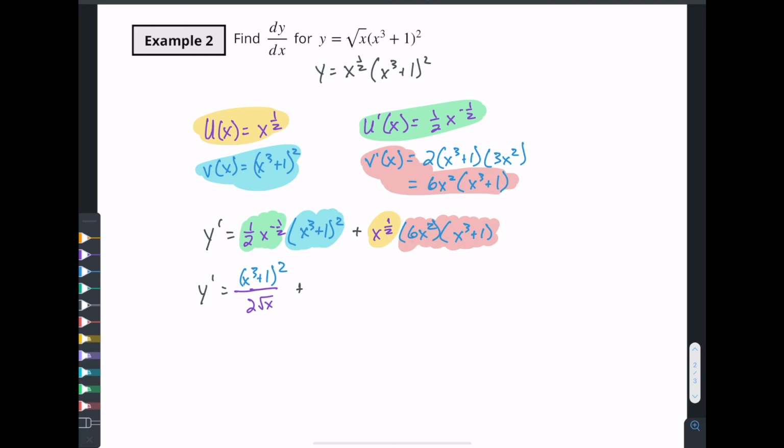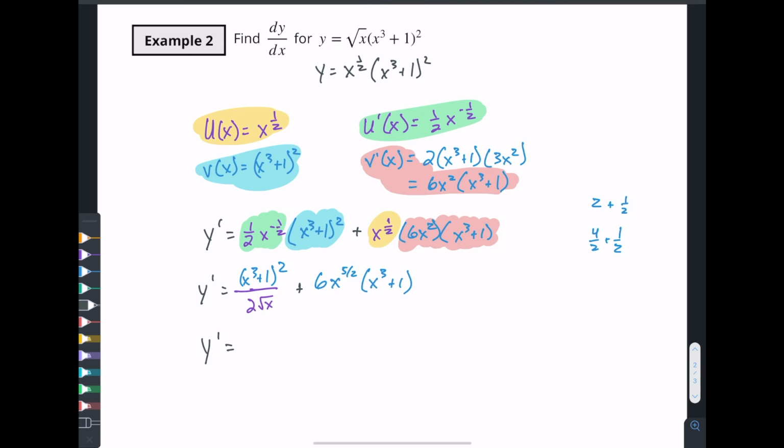So as I distribute these two pieces, I've got the same base, different exponents, which means I add those up. So I'm going to have 6x, and let's see, 2 plus 1/2, so that's 4 over 2 plus 1/2, 5 halves. So x to the 5 halves power times x cubed plus 1. You know, I think I'm just going to distribute this because I don't have a power out here, and see what happens with this.